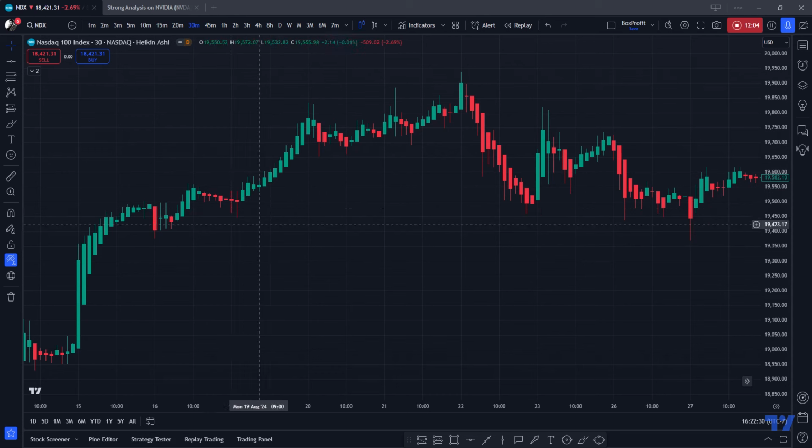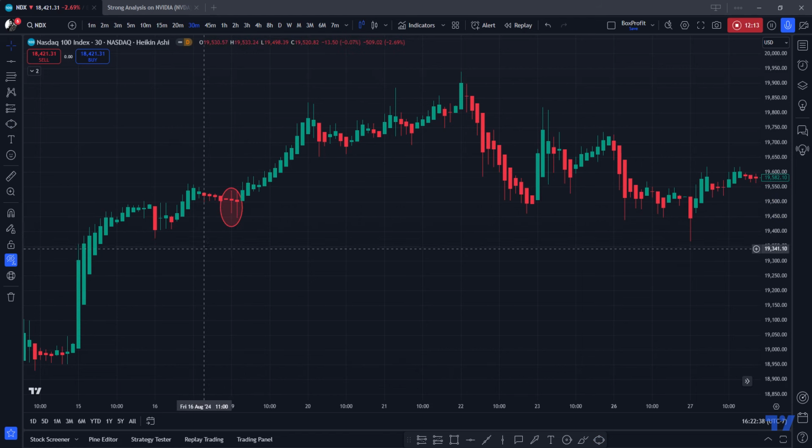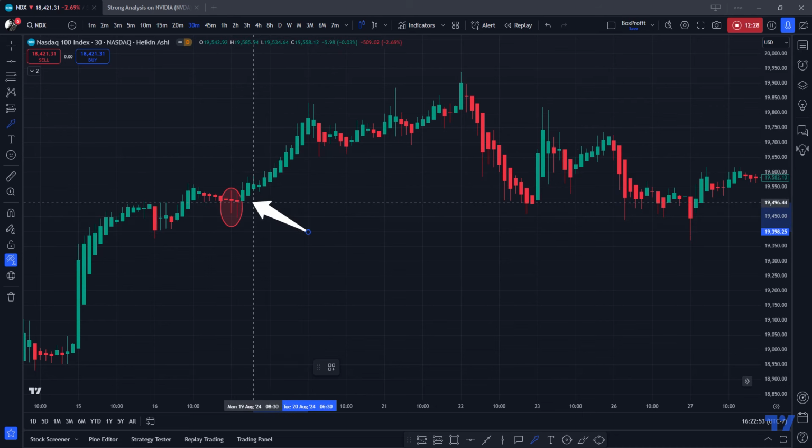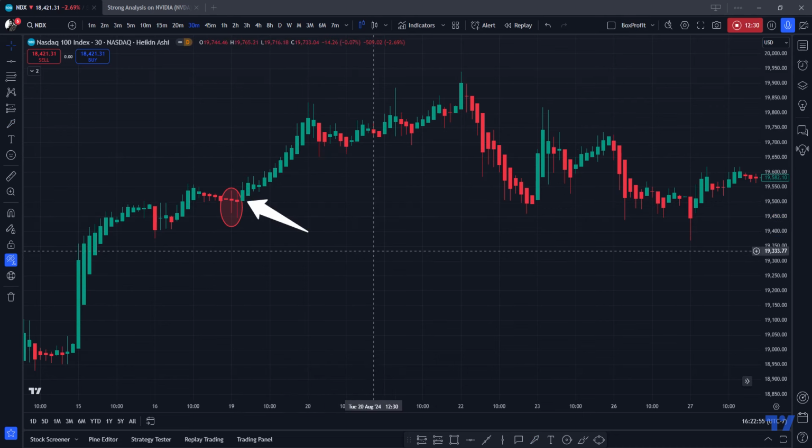Here is one of those other examples. You need something like that. Once you see that, wait for it. Do not just enter because the colors change on the Heikin-Ashi. Wait for that. Once you see that, and the next one forms up without a wick, the next one forms up without a wick, which is right here. This forms up without a wick. You hop in, and then you're staying in that trade.